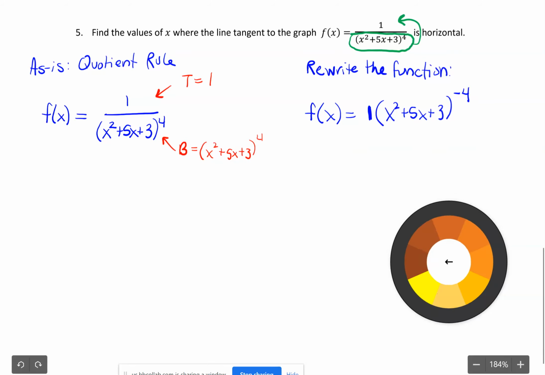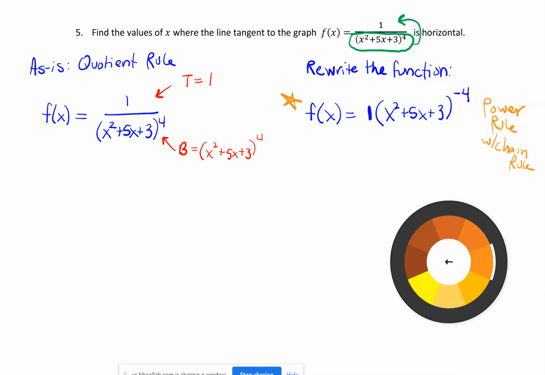I mean, technically, you could also do the product rule if you wanted to. You could say the first was a constant 1 and the second was this trinomial base, but we don't have to do that because your first term is constant and the derivative of a constant is 0. So we're just going to do power rule. So I'm going to stop right there. Are there any questions on how I rewrote this function so that now it's set up to do my power rule with chain rule? No? Okay, so let's go ahead and do that.